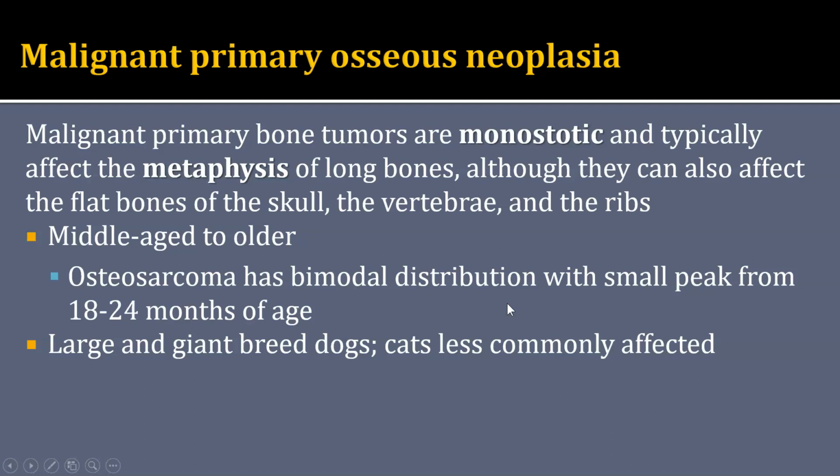In cats, osteosarcoma is also the most common primary bone tumor, but the prevalence is much lower than in dogs. In cats, the mean age is about 10 years, and it does not have a bimodal distribution. Interestingly, in cats, the hind limbs are affected more than the front limbs.